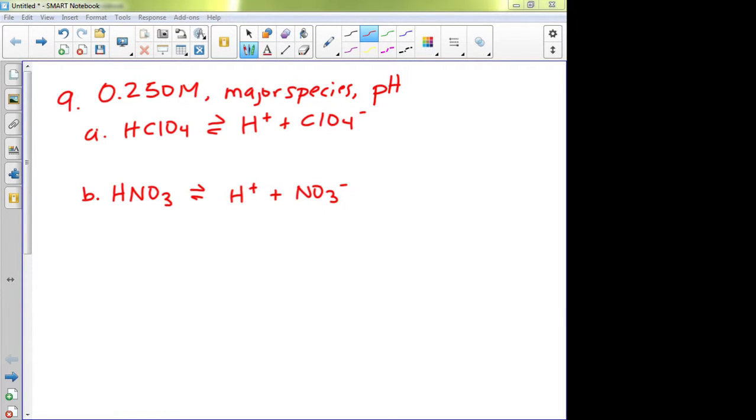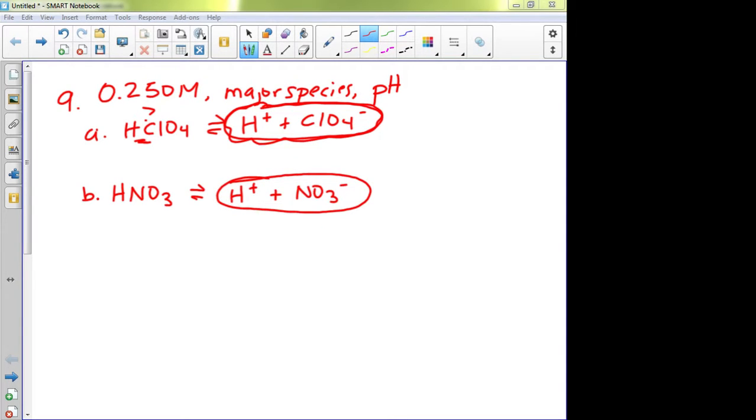So what are the major species in the solution in A? H positive and ClO4 negative. Okay. Why is HClO4 not a major species? It's not dissociated. Because what did it do in solution? It dissociated. So do I have any of this left? No. So it's not in solution. These are my 2 ions that are in solution. Same thing here.